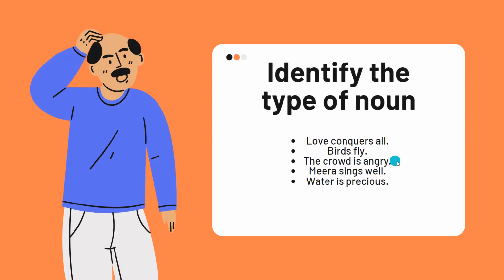The crowd is angry. Crowd. Which noun? Collective noun. Meera sings well. What is the noun here? Meera. Meera is a proper noun. Water is precious. This is quite difficult. Understood? Water. Water is a material noun.